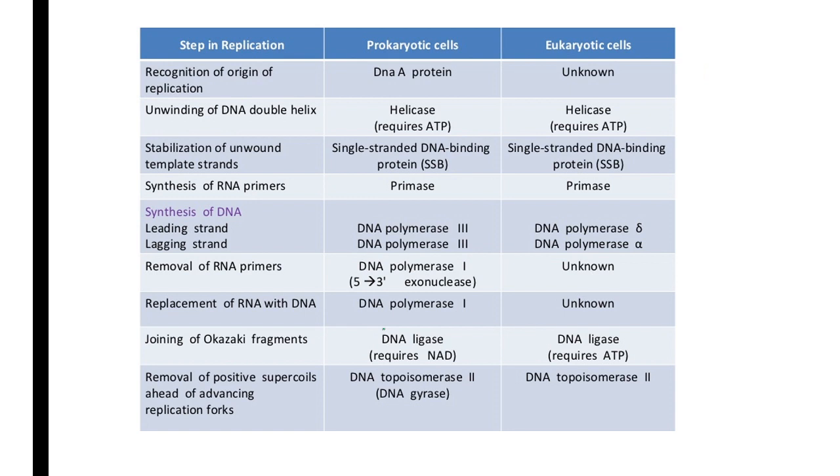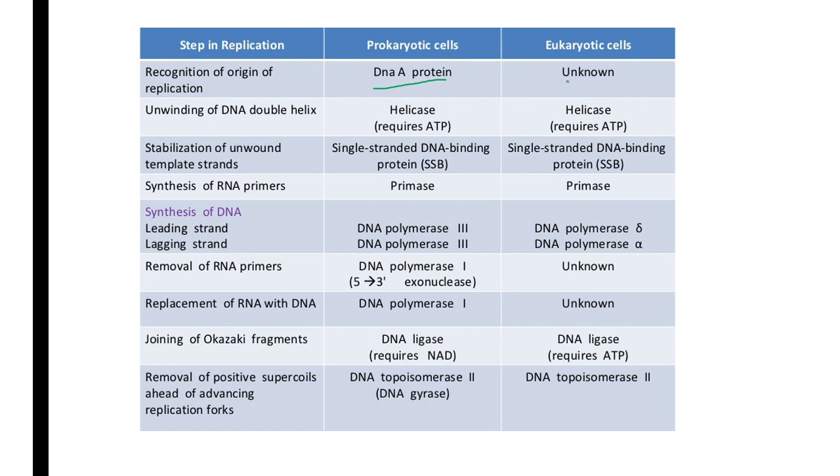This is a table showing all the proteins involved in the prokaryotic cell and their role in replication. This is the eukaryotic homologue of the same protein. The first one is DnaA. DnaA, we already discussed. DnaA recognizes the origin of replication. And in eukaryotes, we didn't identify a protein which helps in initiation or recognizing the origin of replication.